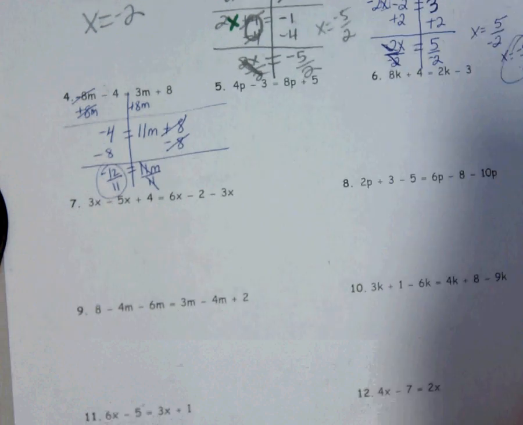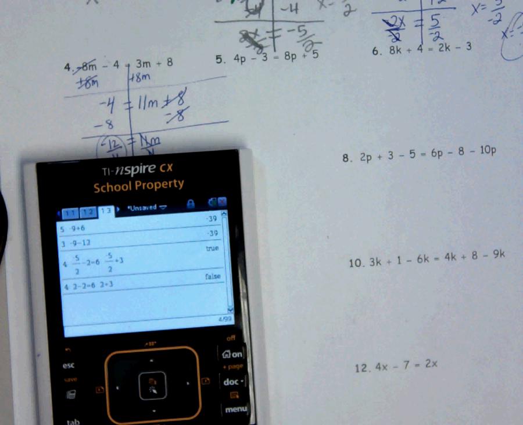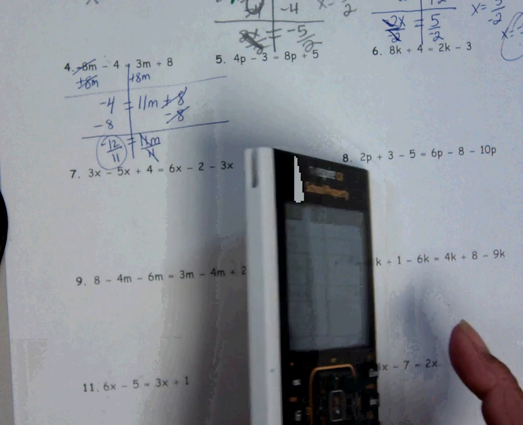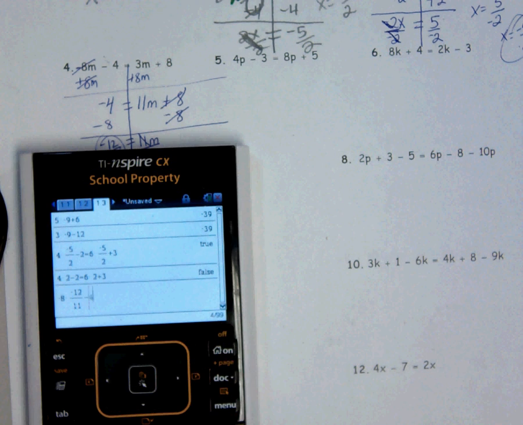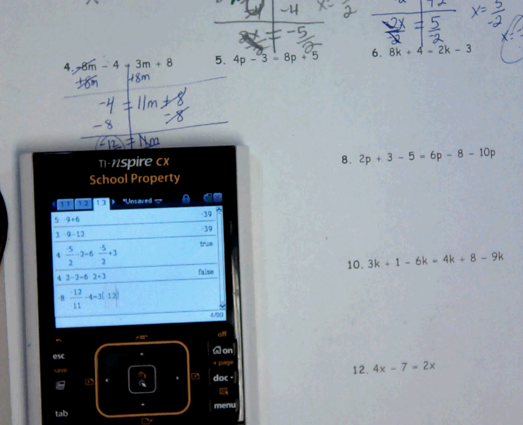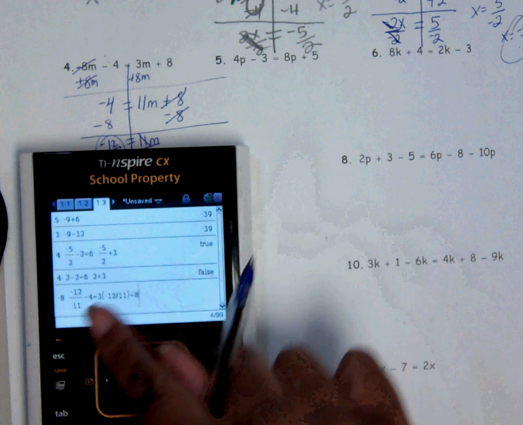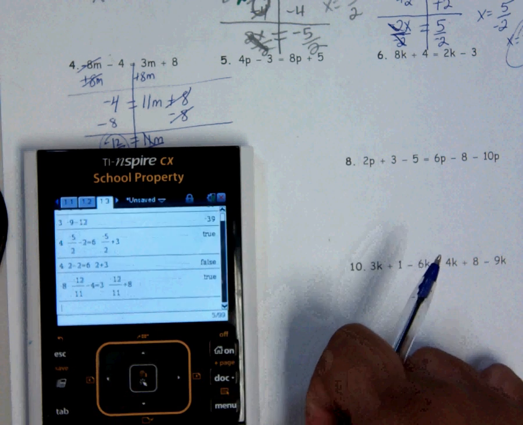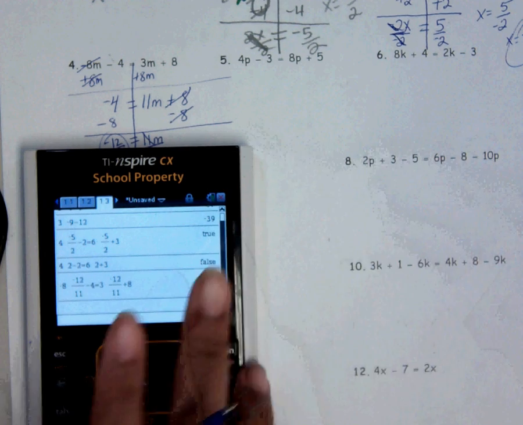And now I can check it. Negative 8 times negative 12. And this time I'm going to use control divide. Negative 12 over 11. And then minus 4. Put the equal sign, 3. Negative 12 divided by 11. Same difference. It gives me the same thing. And watch, because when I press enter, it's going to change and look like that one. And it's true, so I did it correctly.